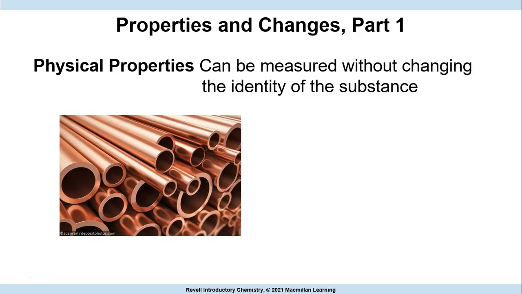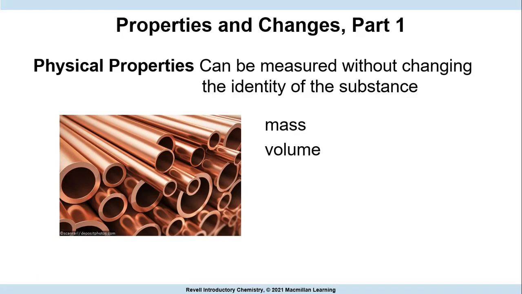Now, let's look at the properties and changes. Okay, we've said all of these things that we observe are because of the changes and the properties that make up those substances. For example, here in this picture, we have a copper tube, and we are going to be looking at the physical properties. When we talk of physical properties, we are talking about those properties that can be measured without changing the identity of any substance. So the physical properties that we'll be looking at here are mass. You can measure the mass without changing the identity.